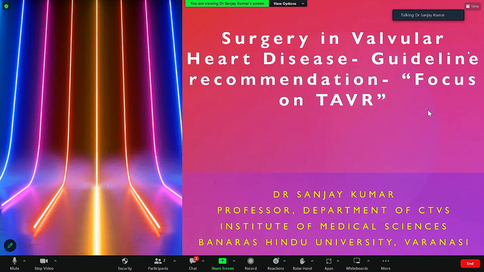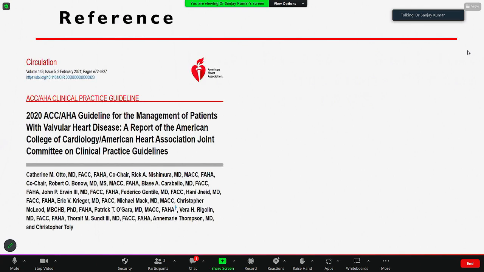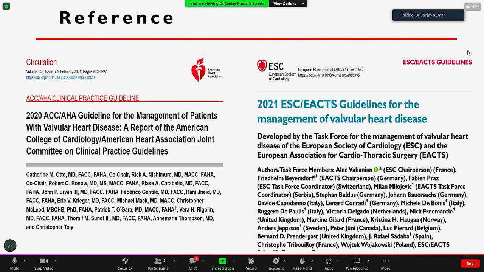Our special focus will be on TAVR for patients who have an indication for undergoing aortic valve surgery. I'm just going to touch base with two of the guidelines which have been recently published. These are the latest guidelines. In December 2020, the ACC/AHA guideline was published by the American College of Cardiology and American Heart Association, and there is another, the European one, that came up at the beginning of 2021.